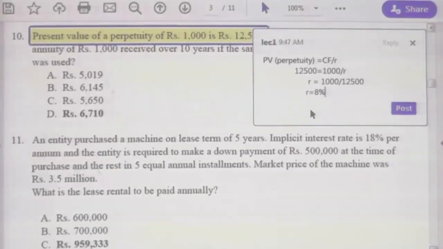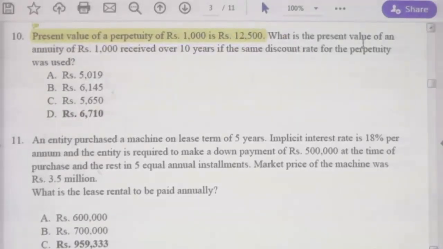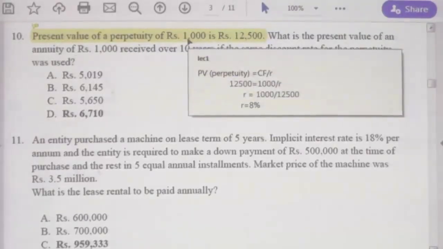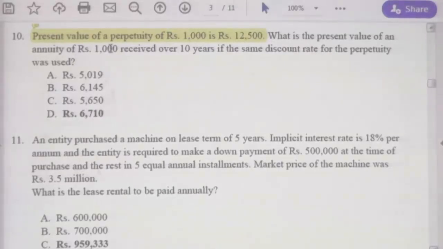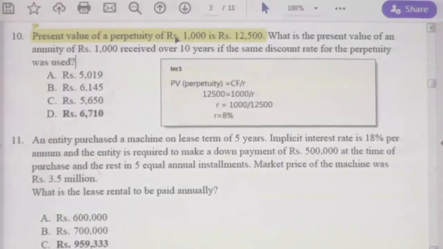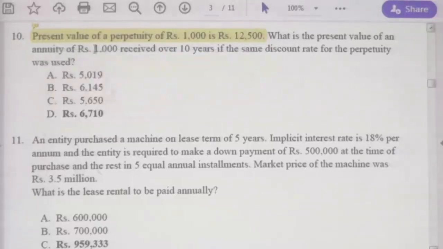Is that clear? I know you understood how to calculate the interest rate in a perpetuity once you have the present value and the cash flow, right? Now, what is the present value of an annuity of 1000? An annuity is not a perpetuity, it will end. One day it will end, it does not go up to infinity. Here 1000 will be deposited up to infinity, but this will be invested as an annuity only for 10 years, 1000.